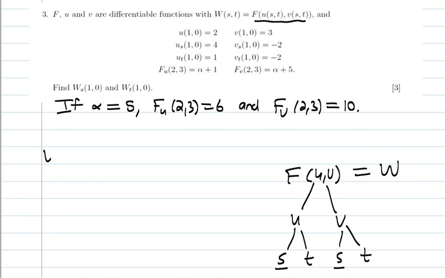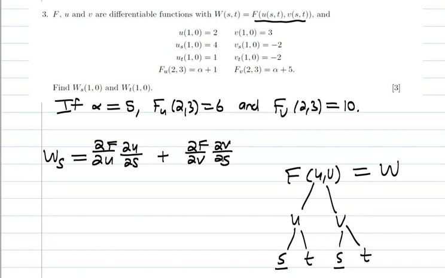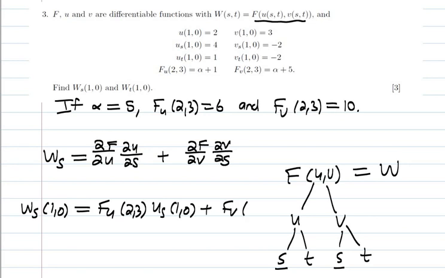So we can see that Ws is the first path, which is going from F to U and then from U to S. And then the second path goes from F to V and then from V to S. So that is the general expression. Now we can say Ws at (1, 0) equals F partial U at the point (2, 3), times U partial S at the point (1, 0), plus F partial V at the point (2, 3), times V partial S at the point (1, 0).